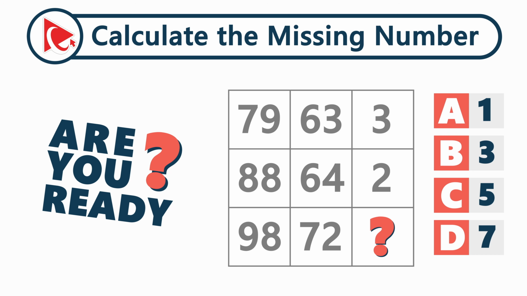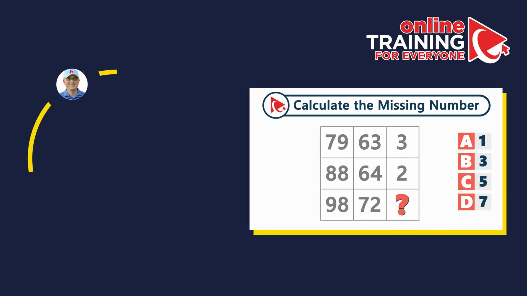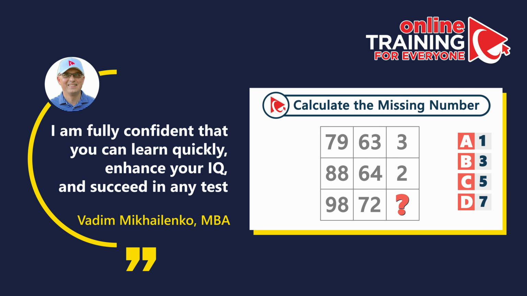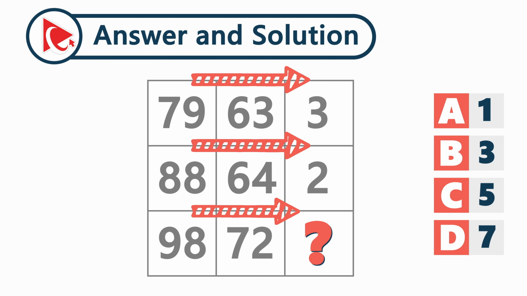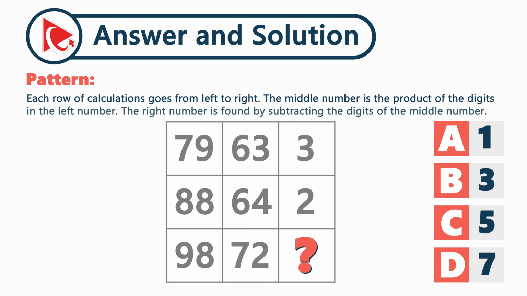Are you prepared to share your answer? And don't worry, even if you didn't get it right, you might be surprised by how simple the solution actually is. Remember I told you that the calculations here go from left to right. The middle number is the product of the digits of the left number, and the right number is found by subtracting the digits of the middle number. Let's look at the example.